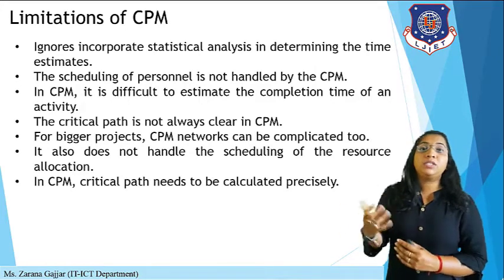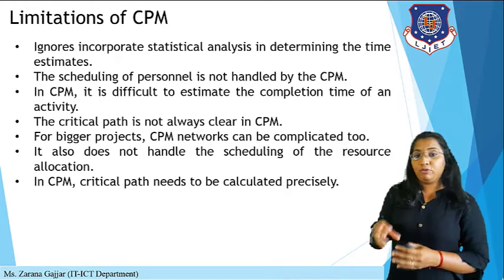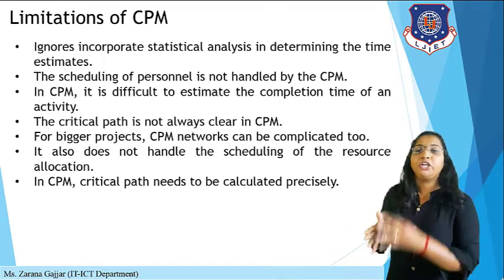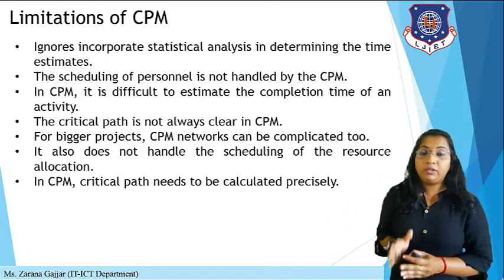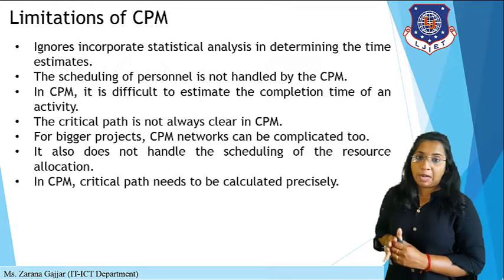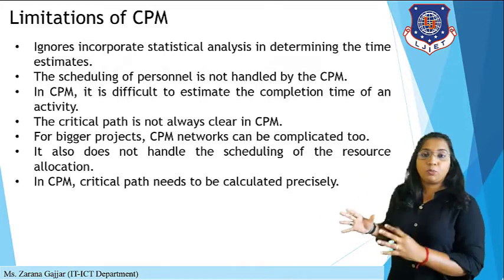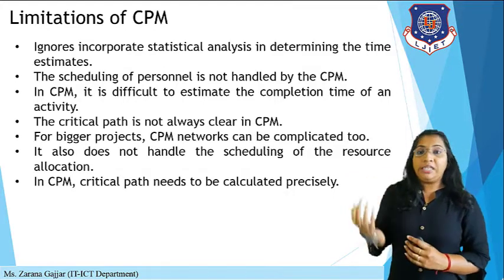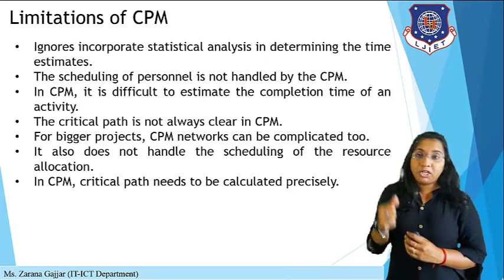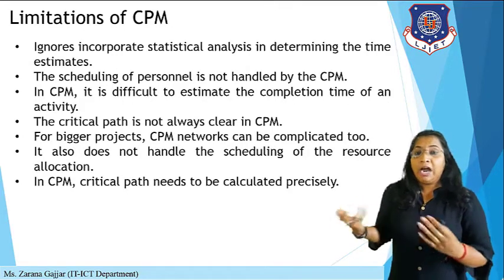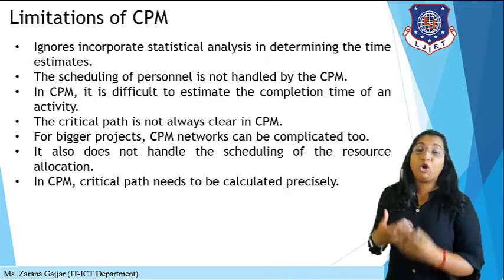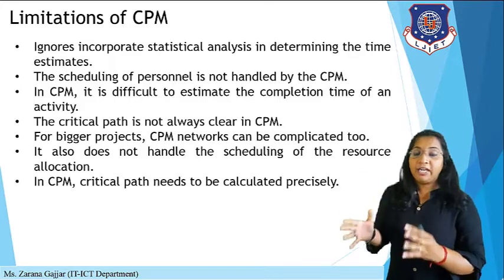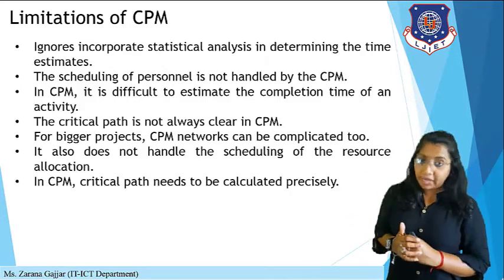Then scheduling of personnel is not handled by CPM. If you want to schedule your personal activities with reference to CPM, then it is not going to help, because it is only for large or complex projects, for tracking each and every activity, right? And also in CPM it is difficult to estimate the completion time of an activity, because we can't predict how many critical paths or critical activities may occur during development. So we can't identify the completion time of each and every activity.